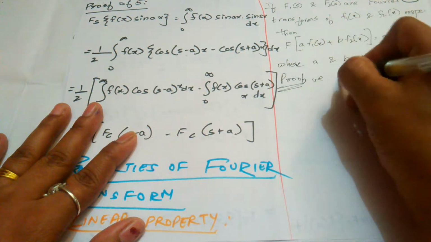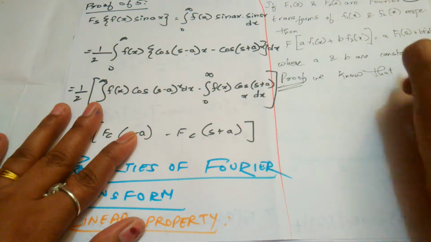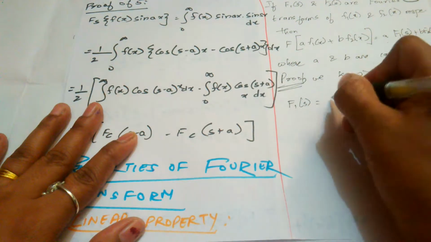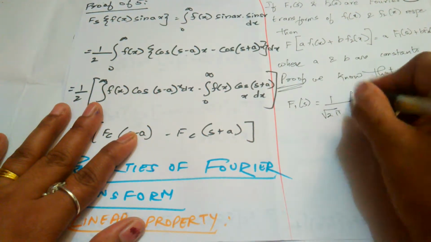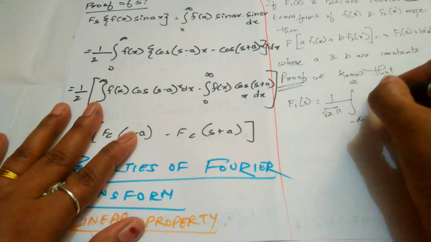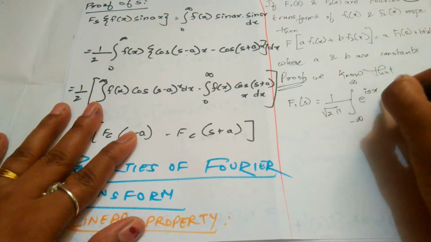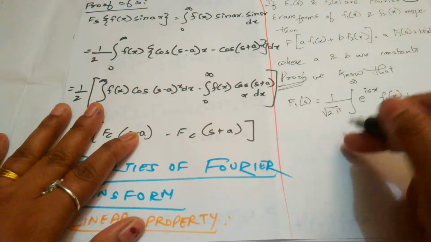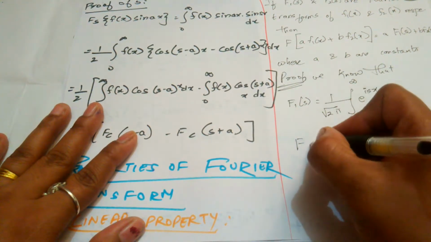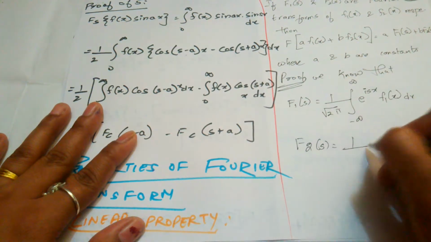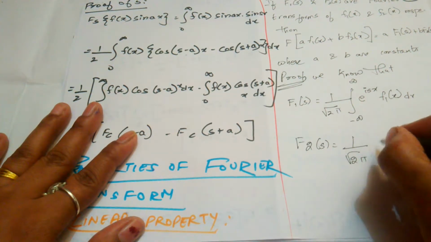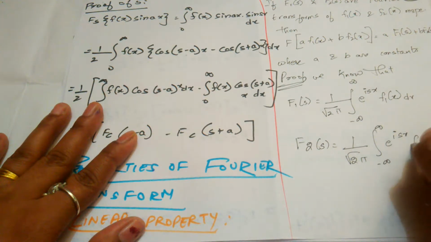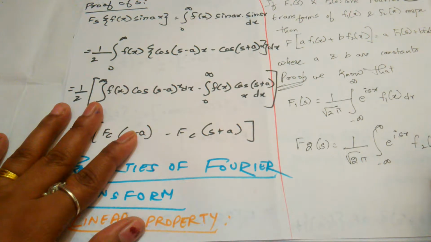We know that F1 of s, this is a Fourier transform, is equal to 1 upon square root of 2 pi integral minus infinity to infinity e raised to isx f1 of x dx. I hope you remember this formula from where we have written this. Backside I told you F2 of s is equal to 1 upon square root of 2 pi integral minus infinity to infinity e raised to isx f2 of x dx.